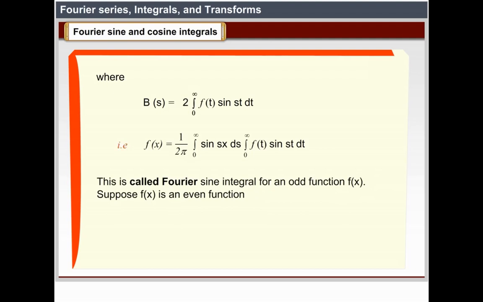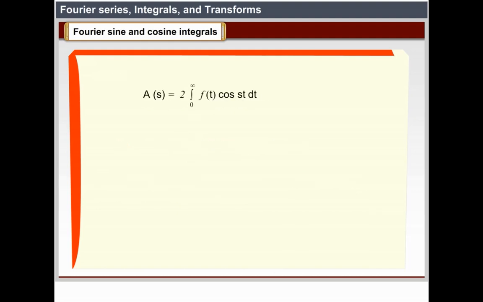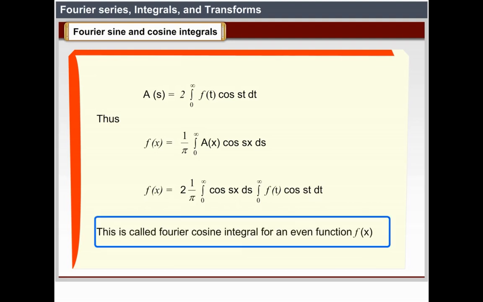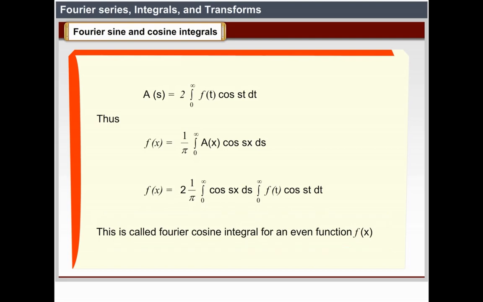Suppose f of x is an even function, then b of s equal to integral minus infinity to plus infinity f of t sin st into dt equal to 0. A of s equal to 2 times integral 0 to infinity f of t into cos st into dt. Thus f of x equal to 1 by pi integral 0 to infinity a of s into cos sx into ds. Then again f of x equal to 2 into 1 by pi integral 0 to infinity cos sx into ds into integral 0 to infinity f of t into cos st into dt. This is called Fourier cosine integral for an even function f of x.